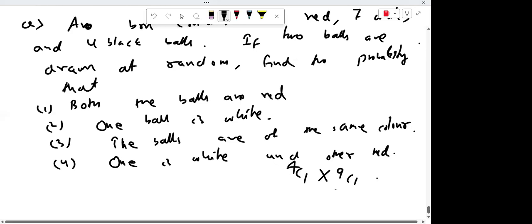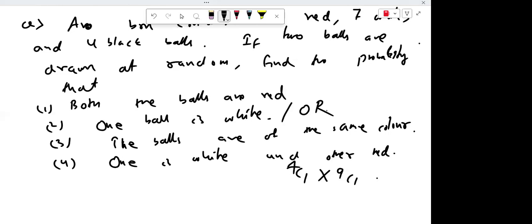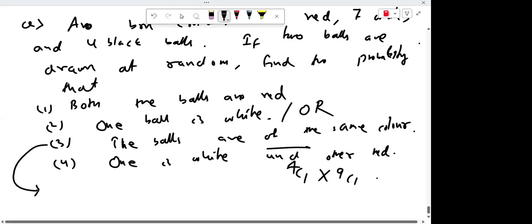So when do we know when to add and when to multiply? Whenever you see or, white or black or red, that means you have to add. Here they are saying one is white and other is red, that means you have to multiply. But in the third one, there isn't an or. Right, but there is another way of writing this question: both the balls are of the same color, that means both are white or red or black.